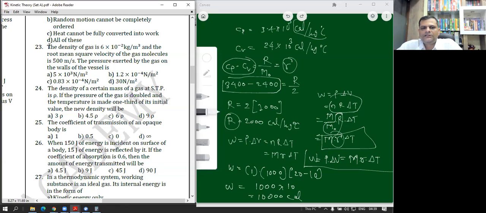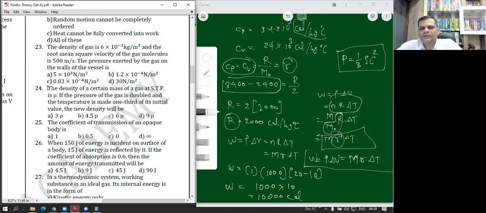Okay, ये 23 वाला बहुत इजी है. देखो, density of the gas is given here and the root mean square value of velocity of the gas molecules is also given. C दिया है, रो भी दिया है. The pressure exerted by the gas on the walls of container vessel is simply P is equal to 1 by 3 into rho into C square. ये वाला formula use करना है. You can get the answer easily. Okay, no need to do actually.